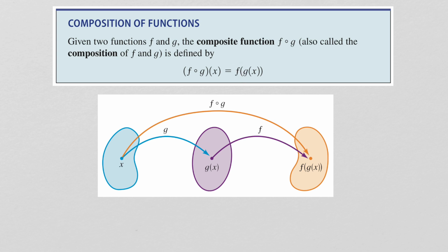Now, what is it exactly that you're doing? Well, if you think about it, when you're given an x value, what you're doing is you're plugging that x value into the g function first. So if I start with an x value here, the g function is going to take that to a new value, which we're going to call g of x. And then once I have g of x, that value gets plugged into the f function. And then that f function is going to take that value to another new value, which we call f of g of x. Let's take a look at an example.